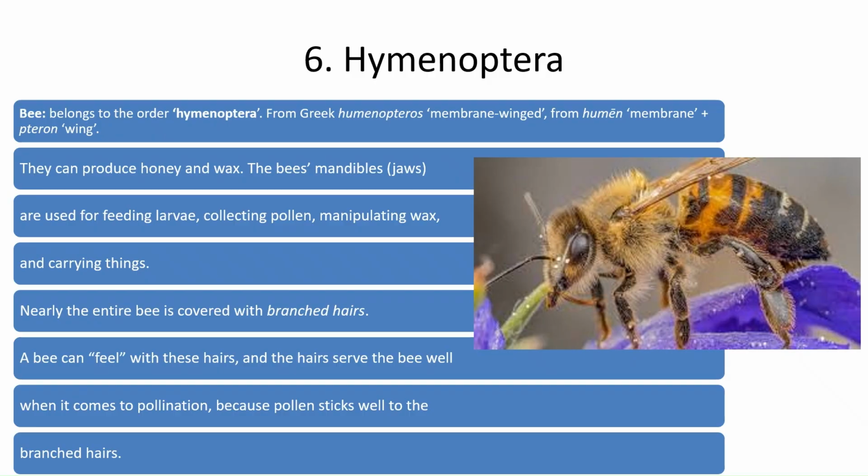Hymenoptera. Bee belongs to the order Hymenoptera. From Greek, hymenopteris means membrane winged, from hymen, which means membrane, and pteron means wing. They can produce honey and wax. The bee's mandibles or jaws are used for feeding larvae, collecting pollen, manipulating wax, and carrying things. Nearly the entire bee is covered with branched hairs. A bee can feel with these hairs, and the hairs serve the bee well when it comes to pollination because pollen sticks well to the branched hairs.